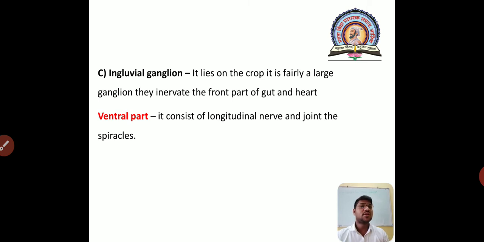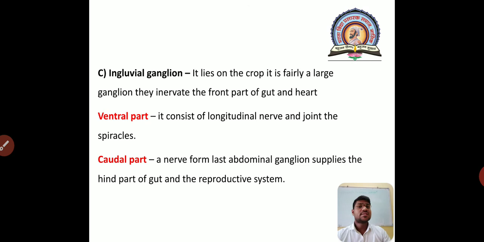Then there is the frontal part and the ventral part. The ventral part consists of the longitudinal nerve and joins the spiracles. The second part is the caudal part, a nerve from the last abdominal ganglion. This is the lower part. A nerve from the last abdominal ganglion supplies the hind part of the gut and the reproductive system. So thank you.